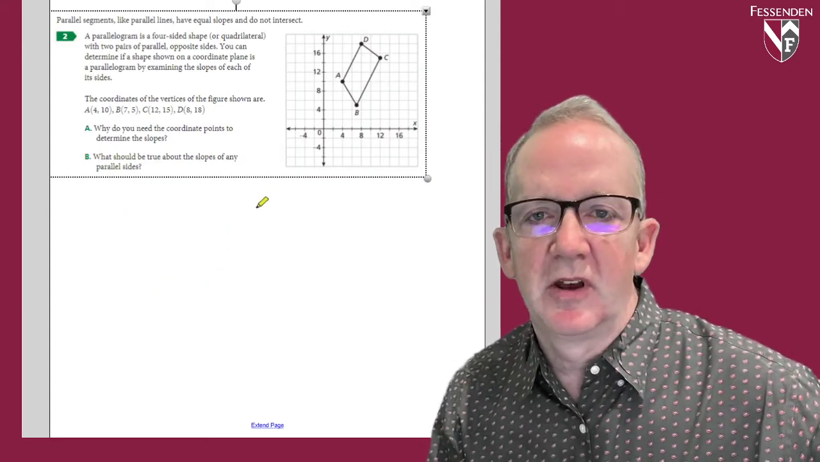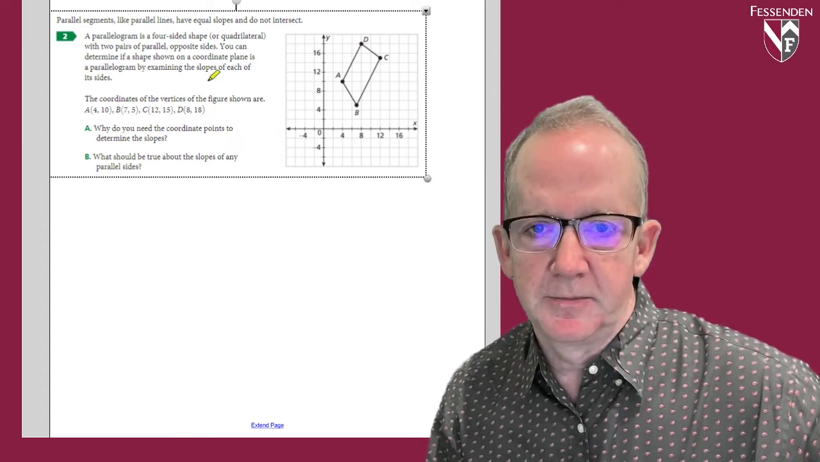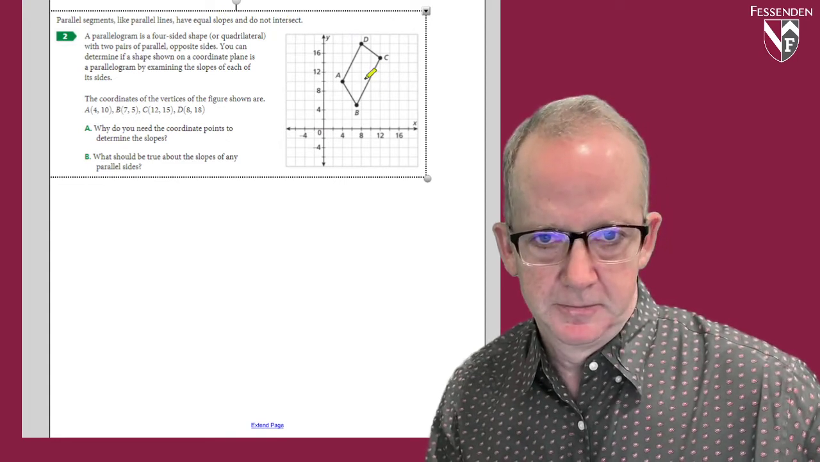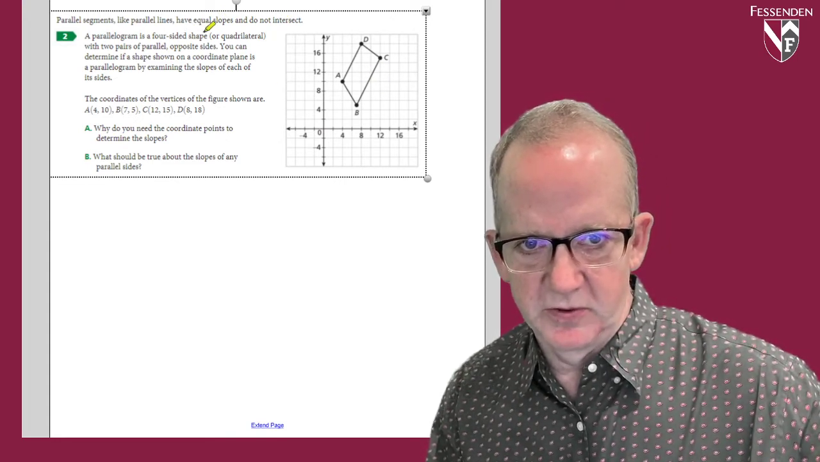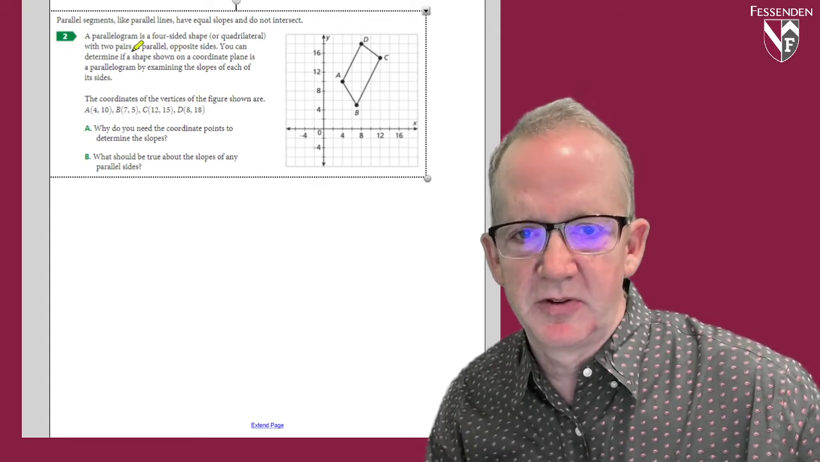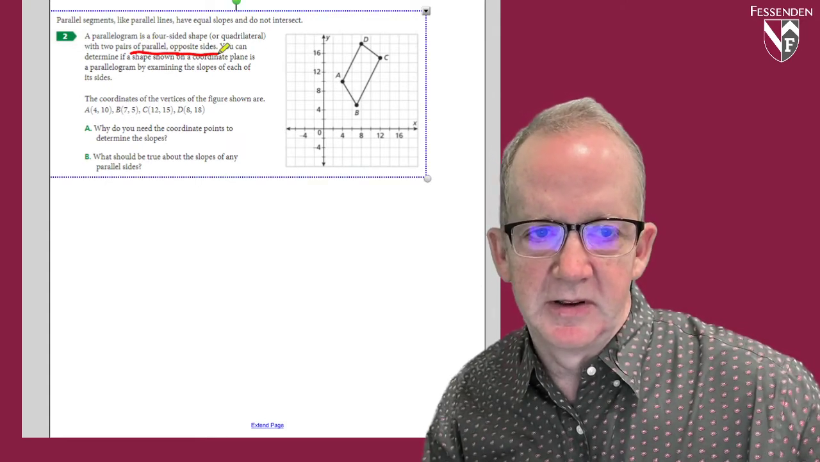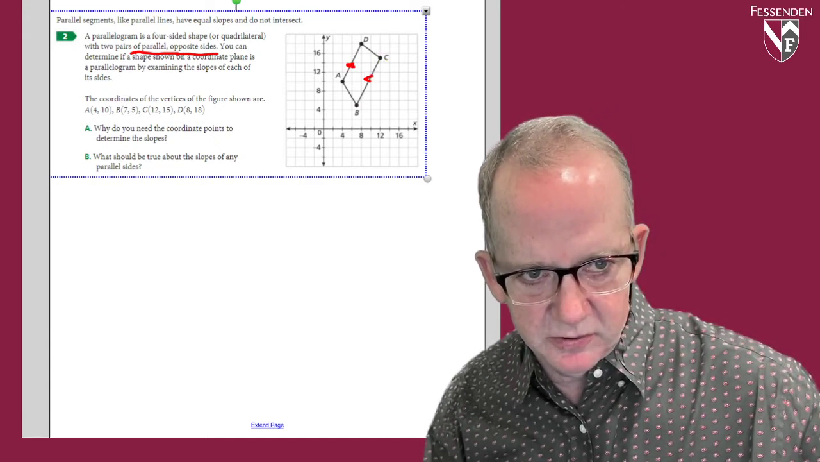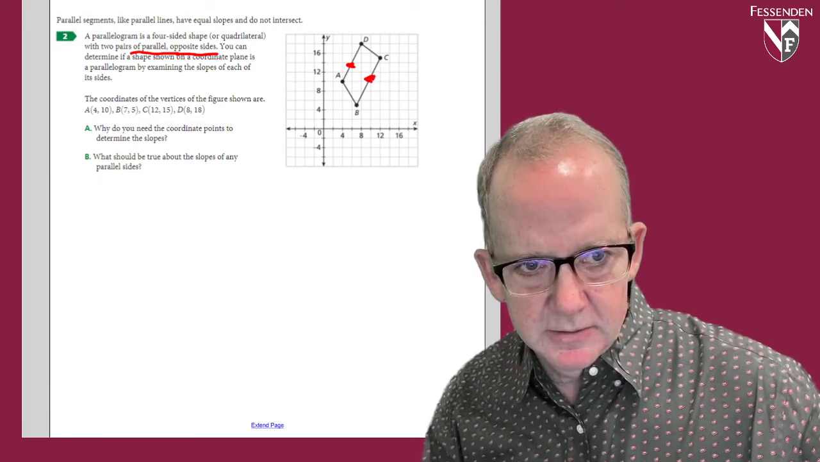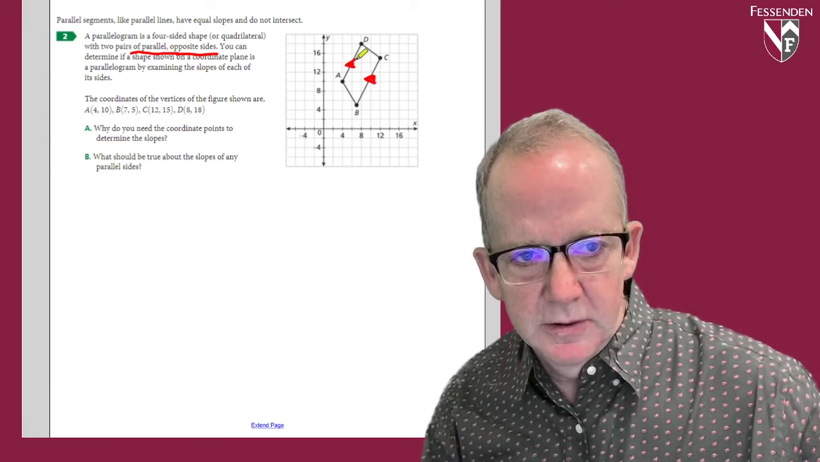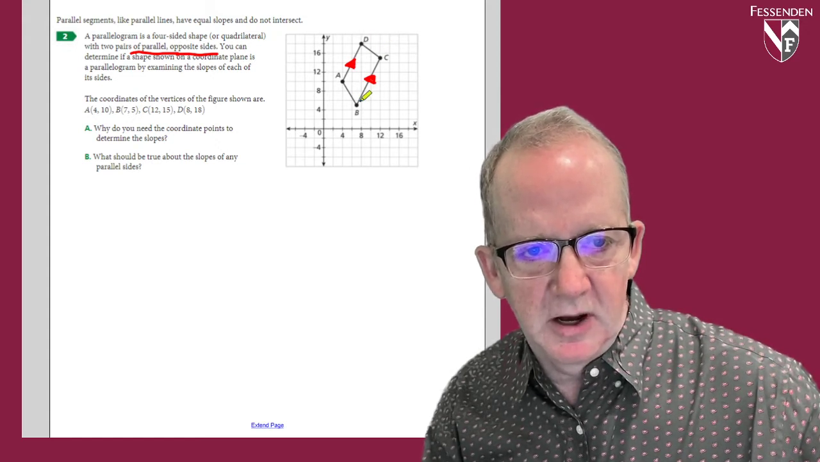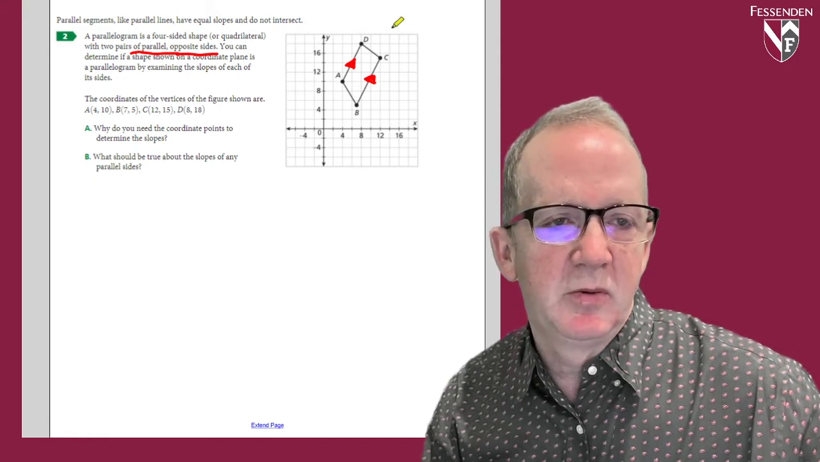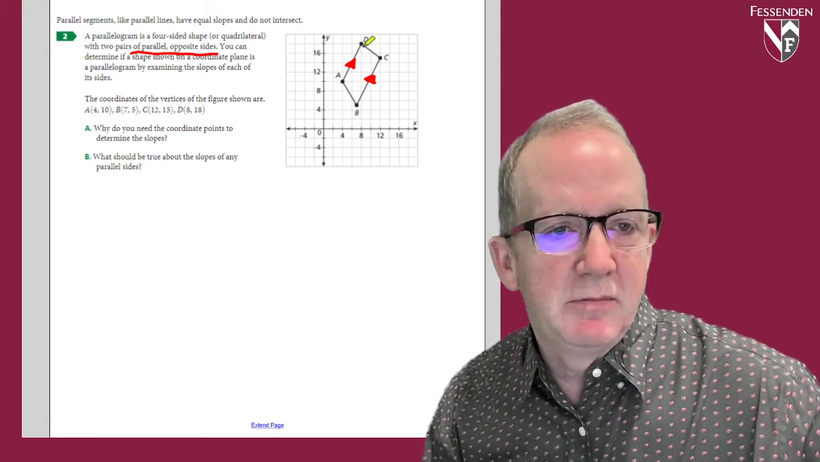So let's go over to another example here. Parallel segments, like parallel lines, have equal slopes and do not intersect. A parallelogram is a four-sided shape, or quadrilateral, with two pairs of opposite parallel sides. I think this does look parallel to this. Those are little triangles to indicate that. But I think we'd see that DC is not parallel to AB. And if we have the coordinates, we could prove this. So maybe we'll just check and see.